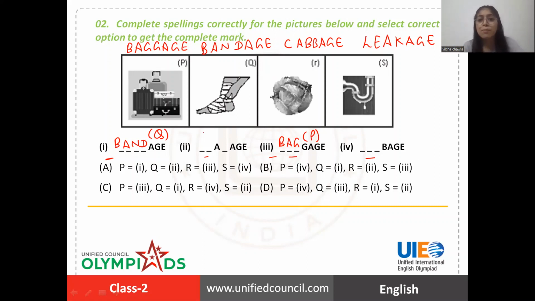Then we are left with cabbage and leakage. Let's see, leakage can be fitted here, and then at last we have cabbage. Cabbage was R and leakage was S.